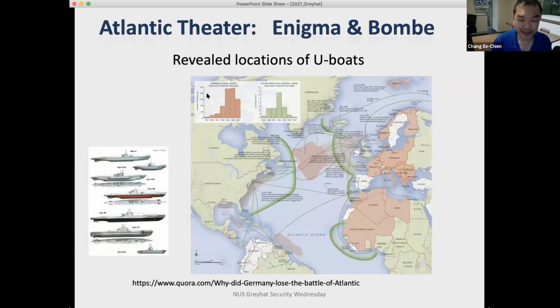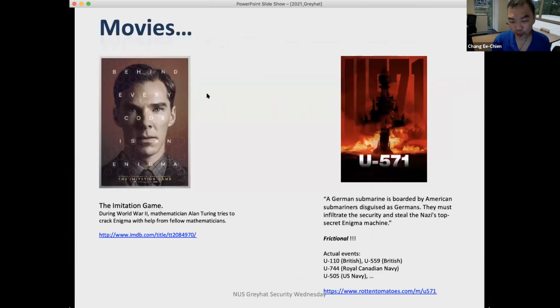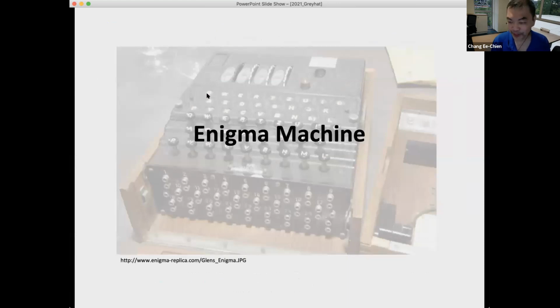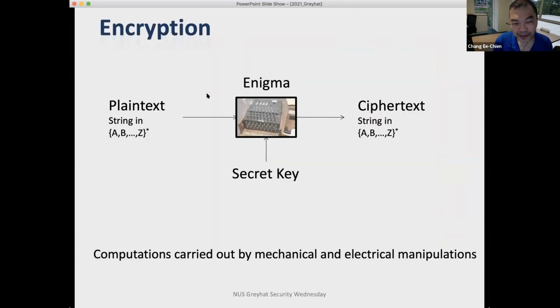So the Enigma machine, they wanted to encrypt. You cannot write a program to encrypt. You have to design a machine to encrypt, without electronic components. The Enigma machine is the encryption device used by the Germans. As we know in our course, what is encryption? Encryption takes the plain text and the secret key and outputs a ciphertext. The computation is done by mechanical and electrical manipulation.